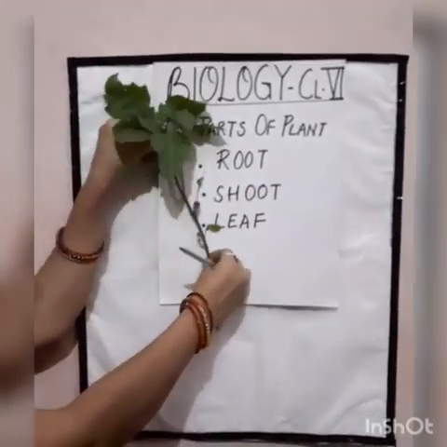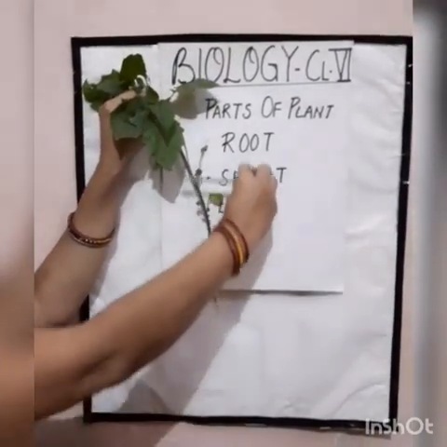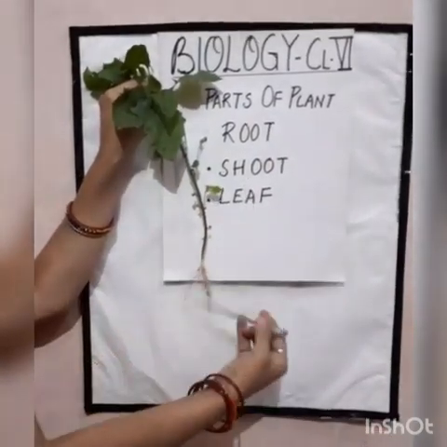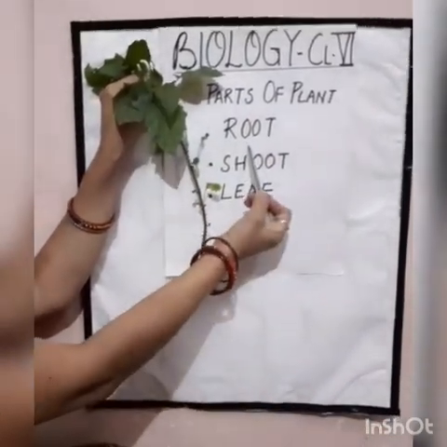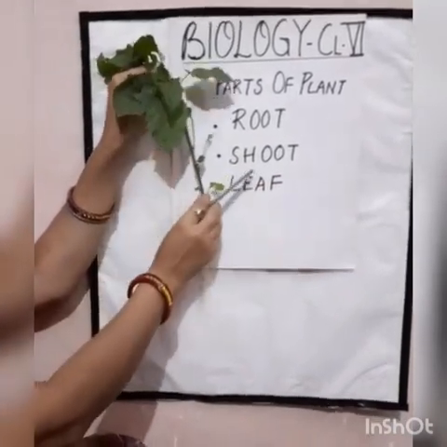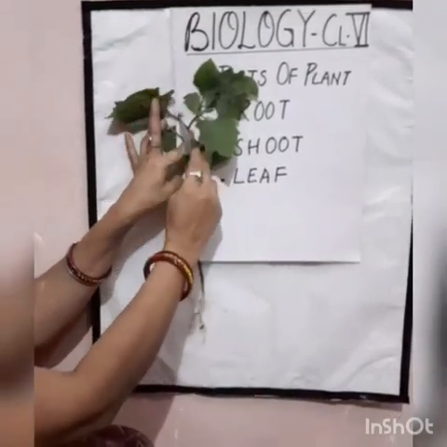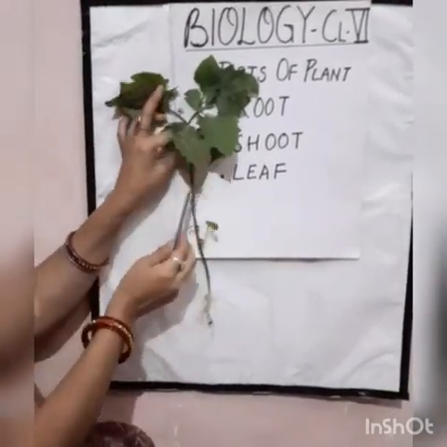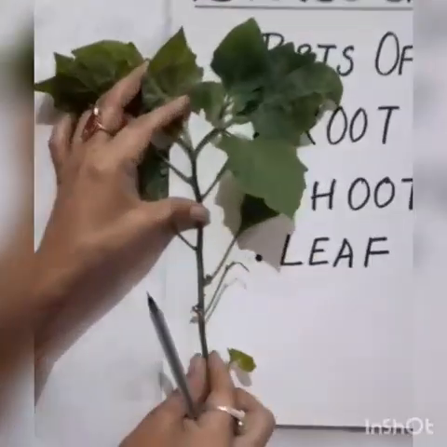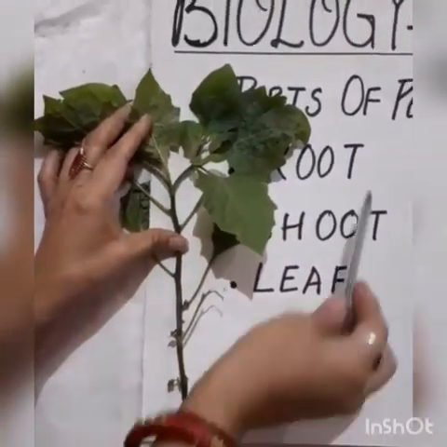Now you can see this plant. Plant has two parts. One is under the ground, one is above the ground. The above the ground part is known as shoot and under the ground part is known as root. You can see this is root and this is shoot. You can see what does the shoot bear? Shoot bears flowers, leaves and branches which are coming out from here. You can see these are the branches. So these are the different parts of the plant.